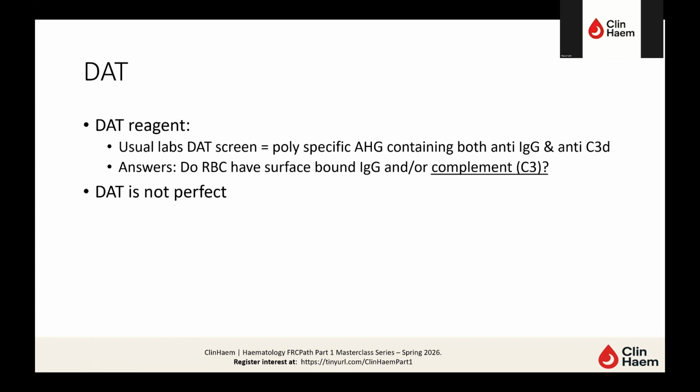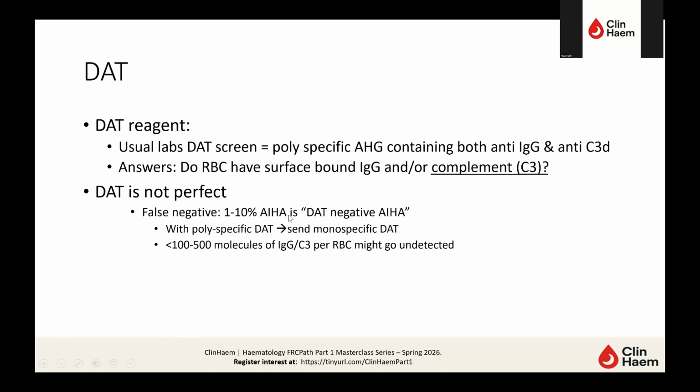But that is not perfect, as I've said, because there is autoimmune hemolysis which is DAT negative, and that can be in up to 10% of autoimmune hemolysis patients. They have DAT negative AIHA. Especially if you do the polyspecific DAT screen as above, and the patient has autoantibodies which are, say, IgA type, which is rare but there. So the patient's autoantibodies are IgA type. The DAT screen using this polyspecific reagent won't pick it up.